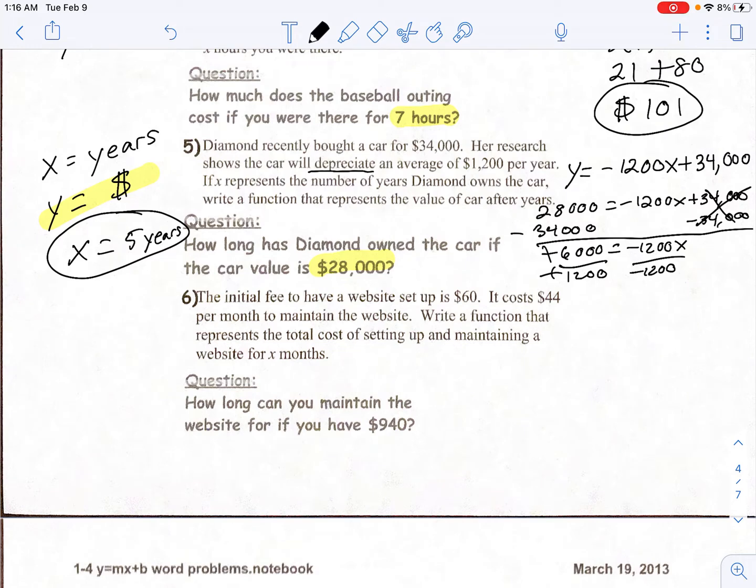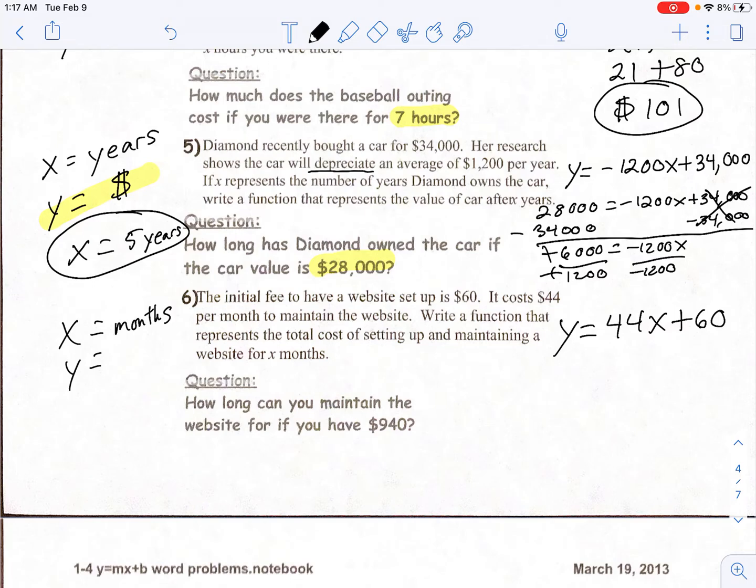All right, number 6 says the initial fee to have a website set up is $60. Well, that spells it out right there. That's your initial cost. It costs $44 per month. So we can write the equation right off the bat. It literally tells us, here's our rate, and then here's our initial value. Really simple. Now we need our labels.